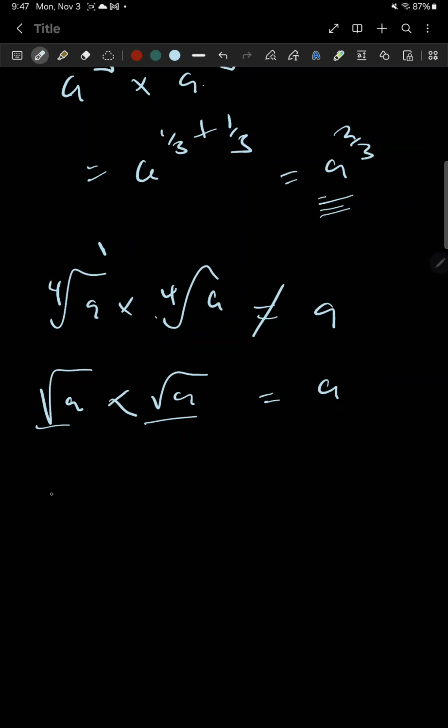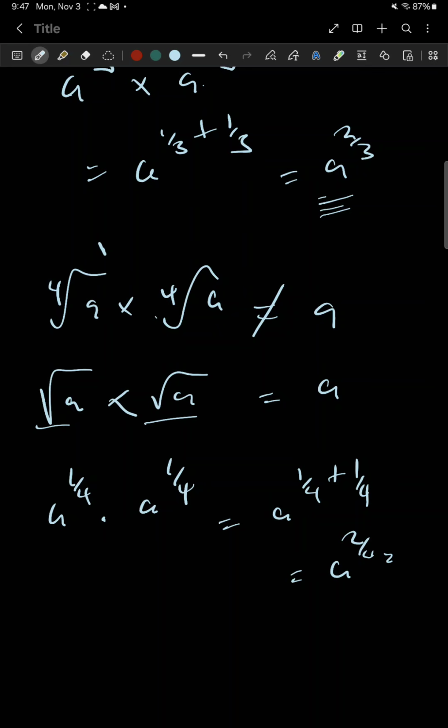The 4th root means a to the power 1 over 4 times a to the power 1 over 4. The answer is a to the power 1 over 4 plus 1 over 4, which is a to the power 2 over 4, which is 1 over 2. So why am I explaining this? I'm explaining this so that you can get an overall idea of what we'll be doing. Now let's dive into the examples.